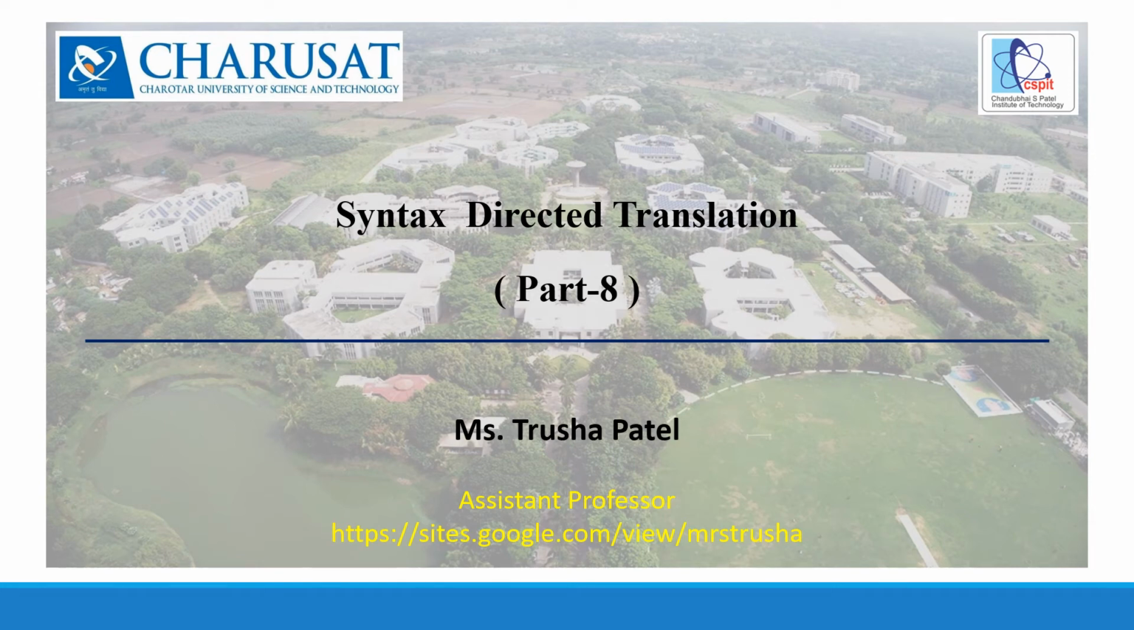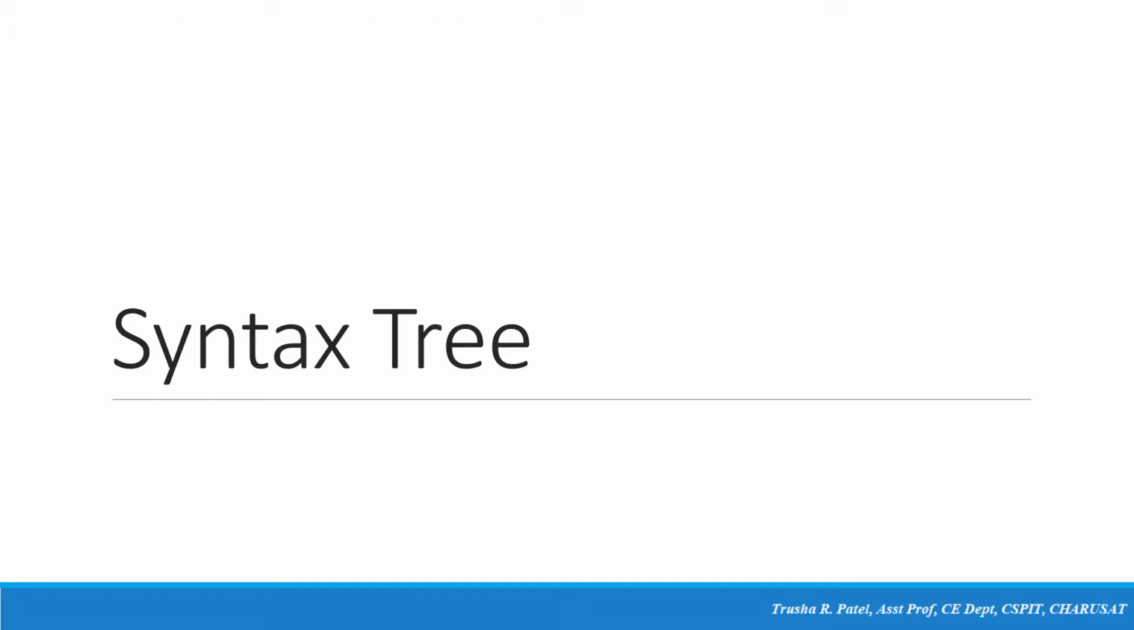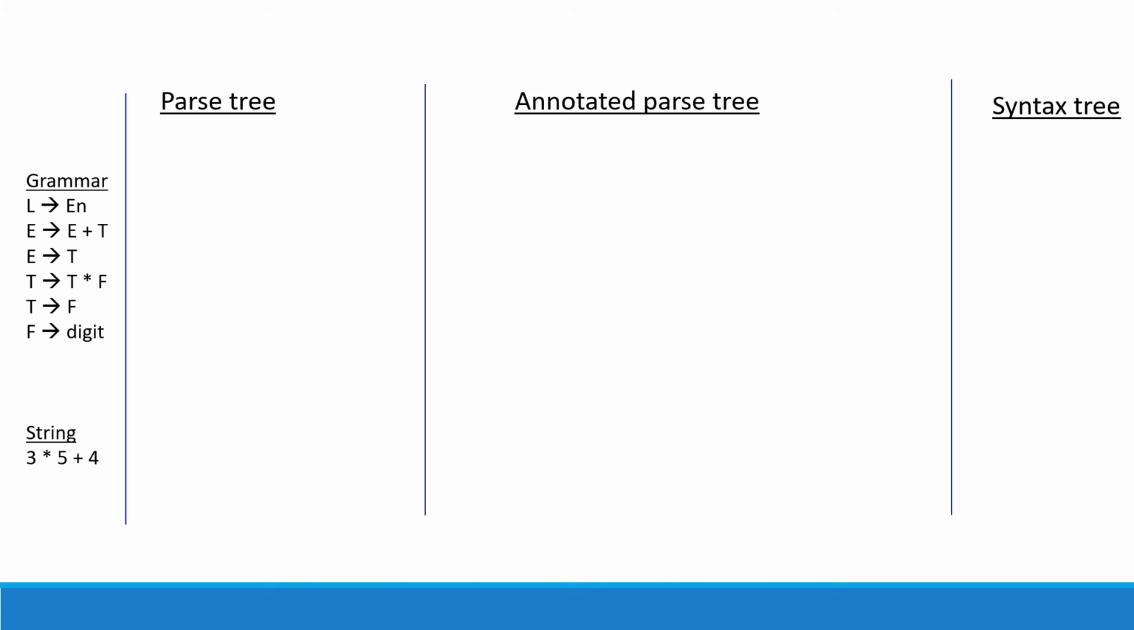Welcome to part 8 of syntax directed translation. Now we are going to talk about syntax tree. This is the grammar which supports expressions with multiplication and plus. The string is 3 multiplied by 5 plus 4.